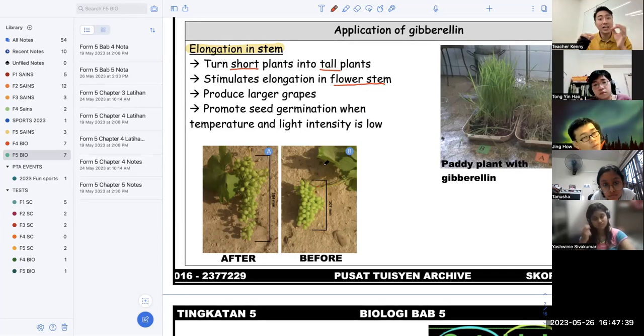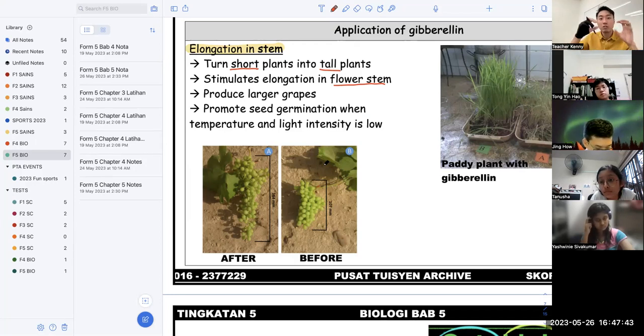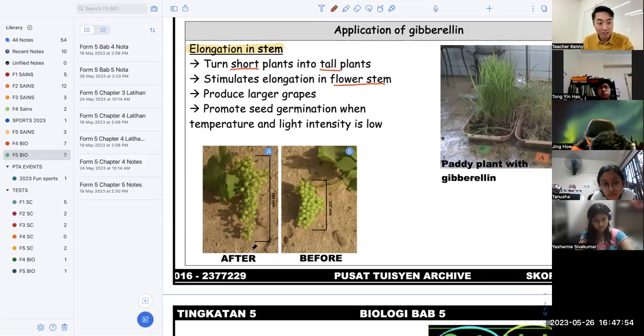So if I elongate the stem, then the plant can accumulate more nutrients in the fruits. So the fruits have more space in the future to grow bigger. Can you see that? Yes, no? Yeah? So they have more space to expand to a bigger size, now that I elongate the middle stem. So it produces larger grapes.